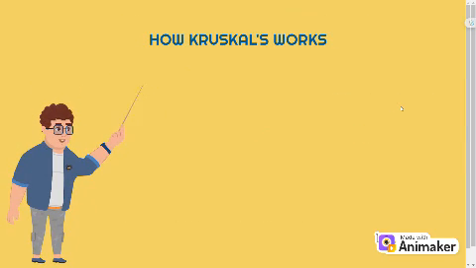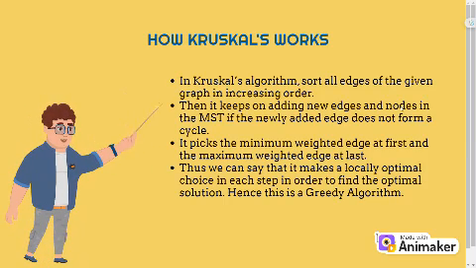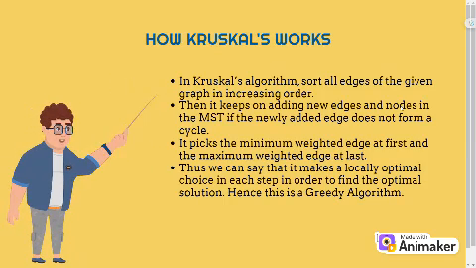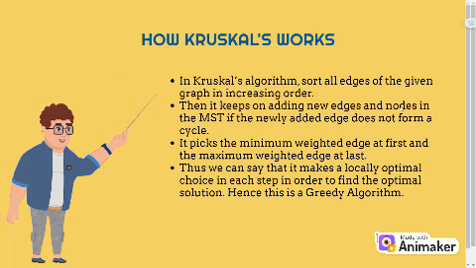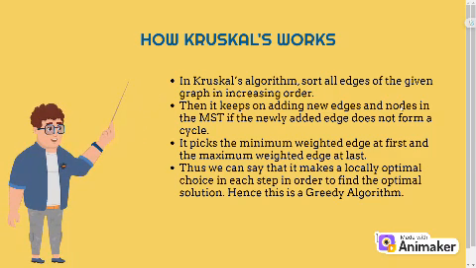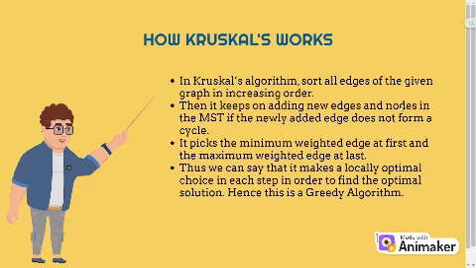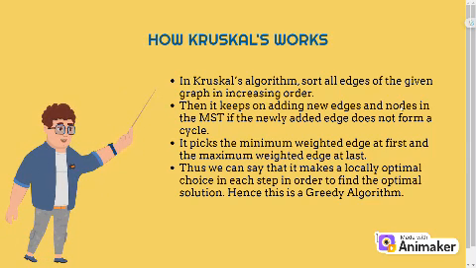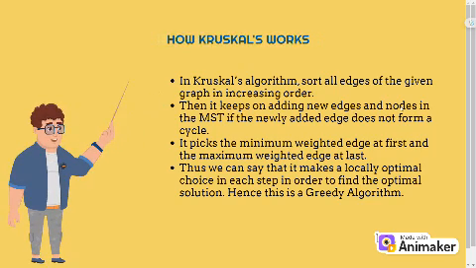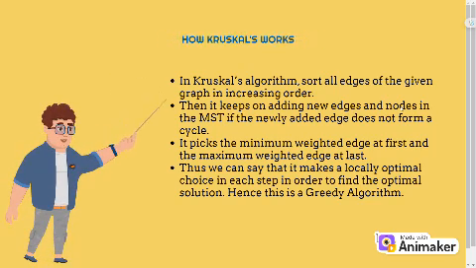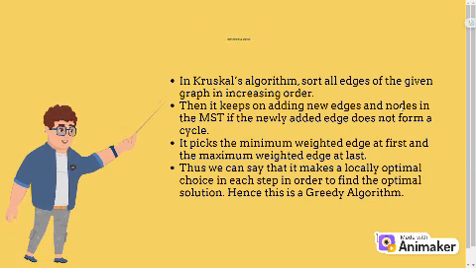Now that we have explored how minimum spanning tree works, let's dive into the concept of Kruskal's algorithm, a method to build an MST. The below represents the working of Kruskal's algorithm. In Kruskal's algorithm, sort all edges of the given graph in increasing order. Then it keeps on adding new edges and nodes in the MST if the newly added edge does not form a cycle. It picks the minimum weighted edge at first and the maximum weighted edge at last. Thus we can say that it makes a locally optimal choice in each step in order to find the optimal solution. Hence this is a greedy algorithm.